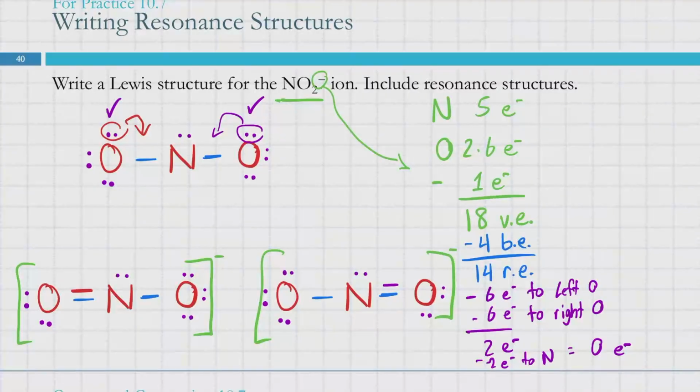We need a cool little arrow in between them, showing that we're going back and forth. What else do we need? That one's a trick question. We don't need anything else. That's the full and complete resonance structures for NO2 minus. Questions about resonance structures?